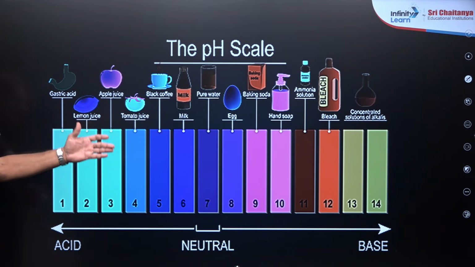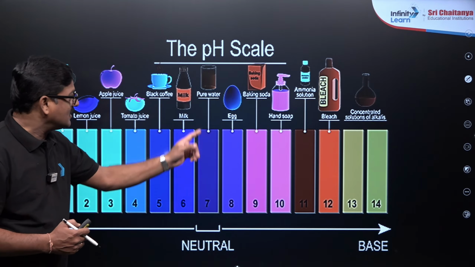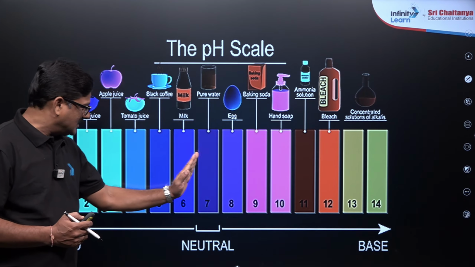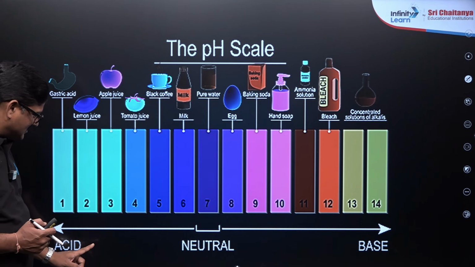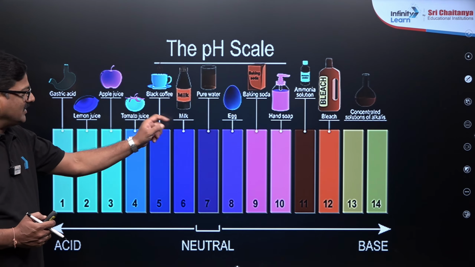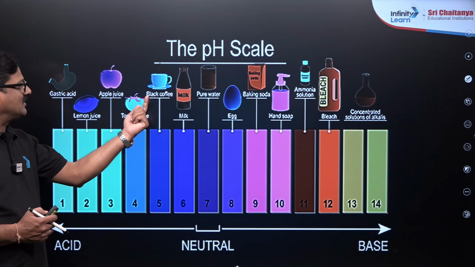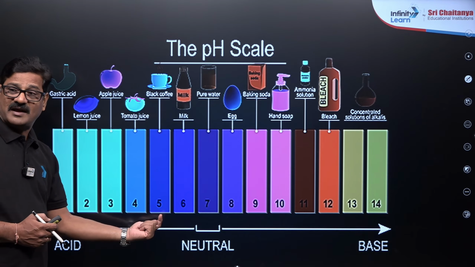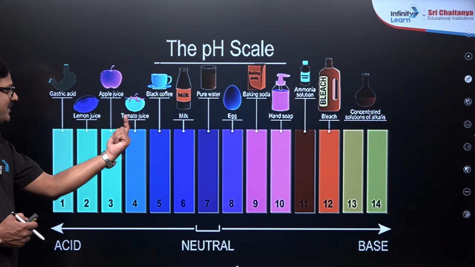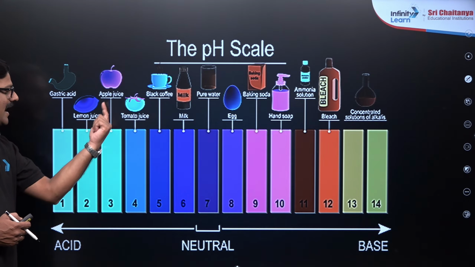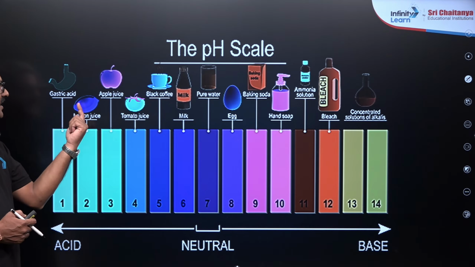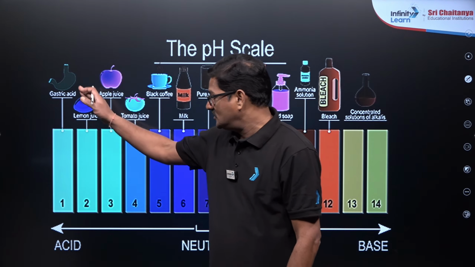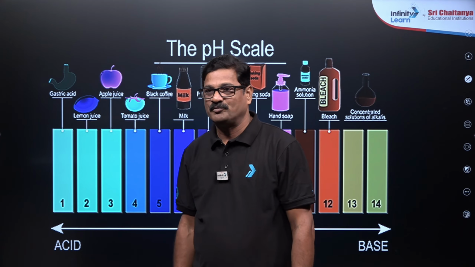Various solutions are there here. Neutral is pure water, pH is going to be 7, and anything less than 7 is acidic. Milk is slightly acidic, and black coffee is acidic. Tomato juice is pH 4, apple juice pH 3, lime juice is going to be pH 2, and gastric juice is going to be pH 1.